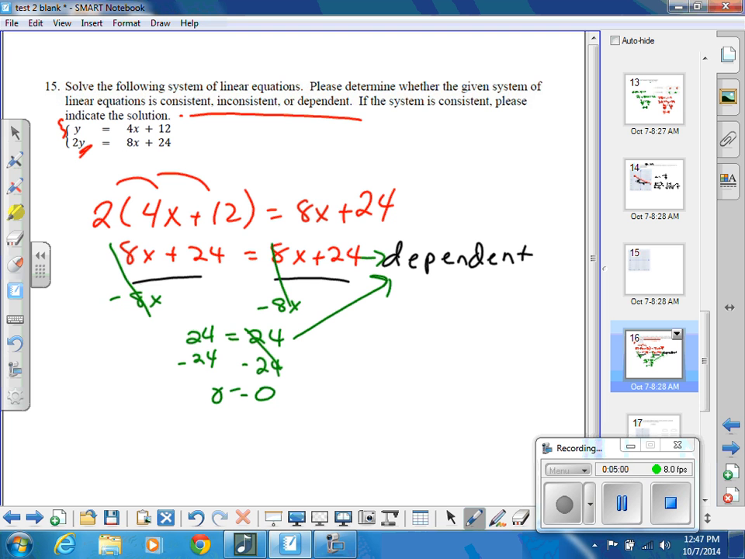That's another way. All signs point to dependent, okay? You get the same thing at any point on both sides of the equation. So 8x plus 24 equals 8x plus 24, dependent. 24 equals 24, dependent. 8x equals 8x, dependent. 0 equals 0, dependent, okay? So if they're the same, that's dependent, alright? Either one of those, any time, you could have stopped and said dependent and got full credit, in my opinion.